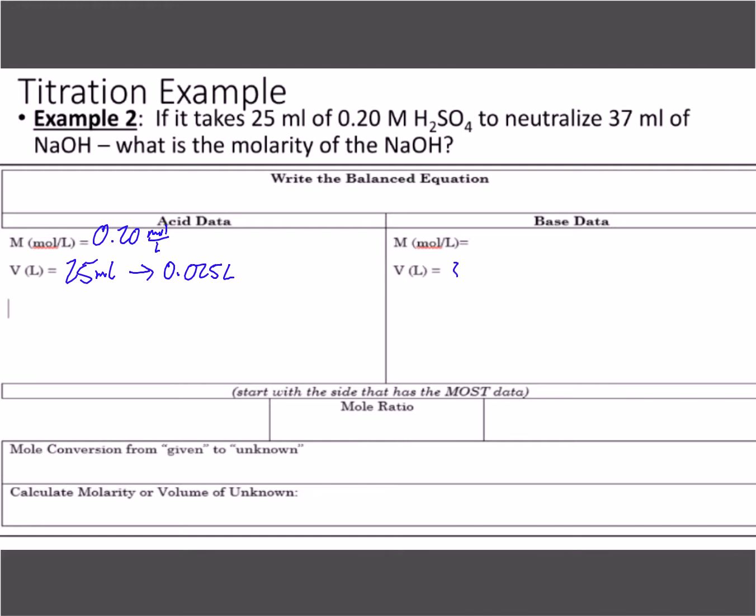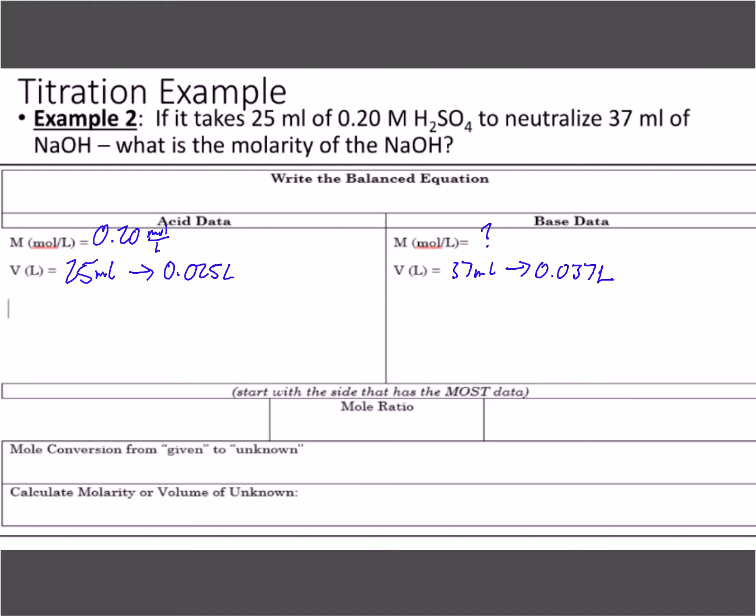Now, the base. What are we given about the base? Volume. Okay, 37 mils. What do we need to do with that? Change it to liters, which is going to be what? 0.037 liters. Do I know the molarity? No, I do not. Okay, so that's what I'm looking for. All right, so have I really done any of my steps to figure out or do the calculations for titration? No, all I've written down, guys, is my given information. What was given to me in the problem. What's step 1?